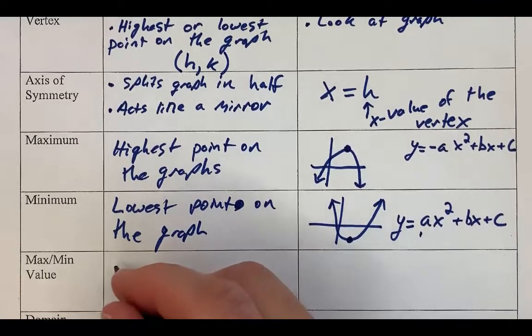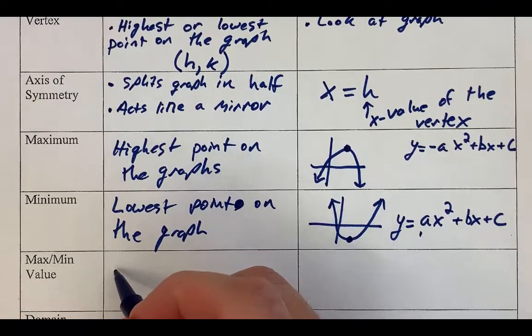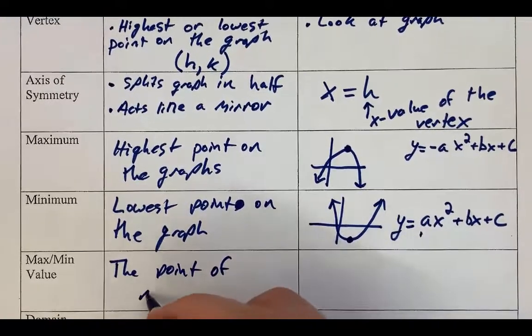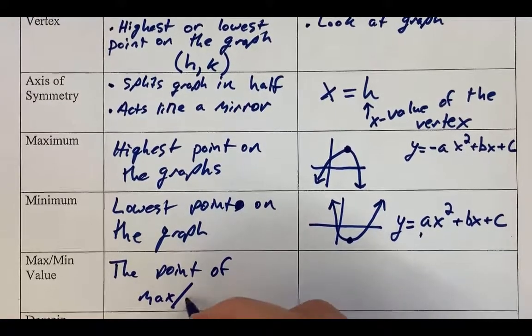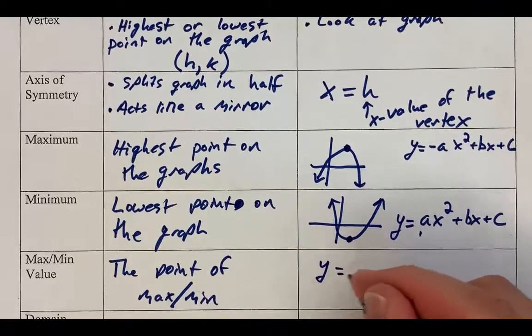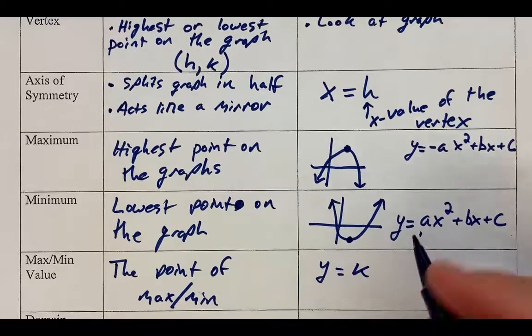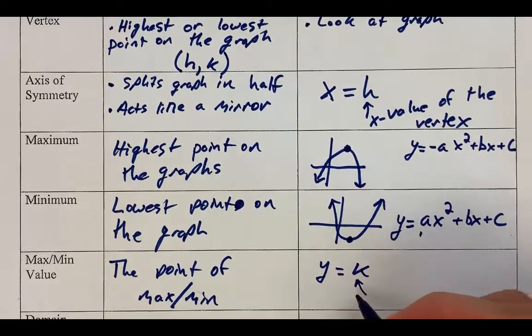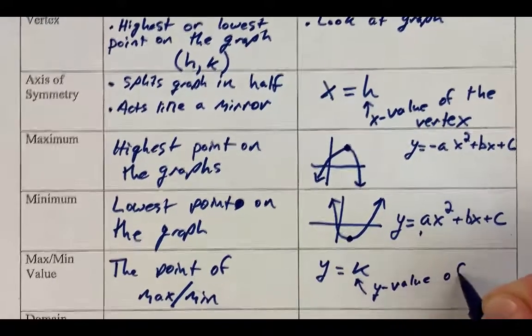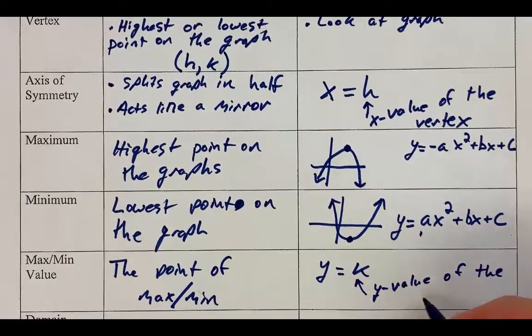The max and the min value are just the point of the max or min. Usually we'll write y equals k. That'll tell you what the y value is. Again, the k is the y value of the vertex.